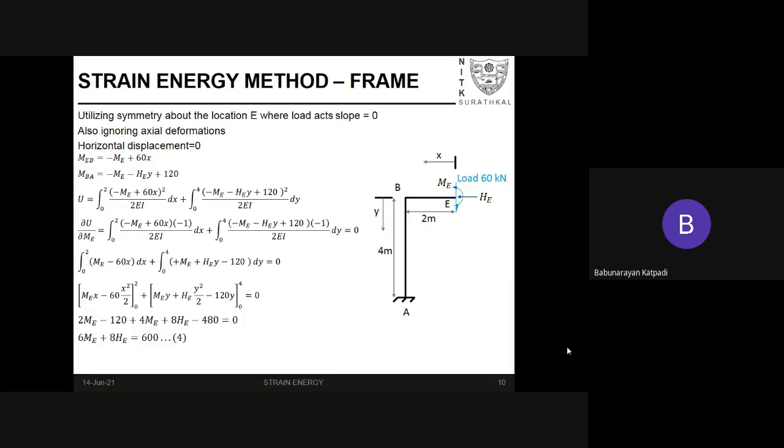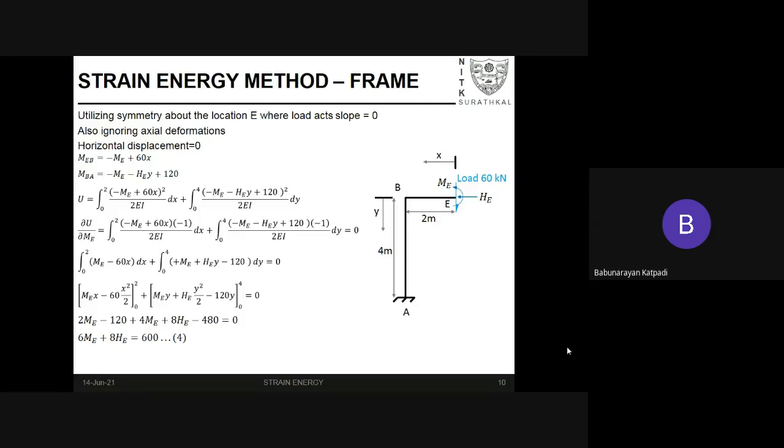We set up the equation for the moment, and we write the moment equation as ME, anticlockwise, so minus HE into Y, again anticlockwise minus 60 into 2. The load of 60 kilonewtons is acting at a distance of half the width of the span of the beam, that is 2 meters. So it is plus 120. These moments we know. And M squared by 2EI dx is the strain energy stored due to flexure.